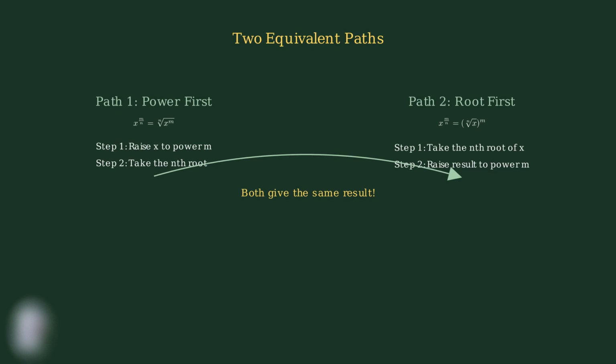This isn't just a mathematical coincidence, it's a fundamental property that makes fractional exponents so powerful. Let's demonstrate this with a concrete example. 8 to the power of 2/3. We'll calculate this using both methods to show they give the same result. Using method 1, we first raise 8 to the power of 2, giving us 64. Then we take the cube root of 64, which equals 4.